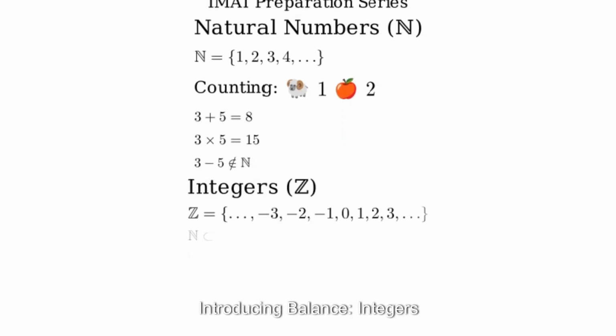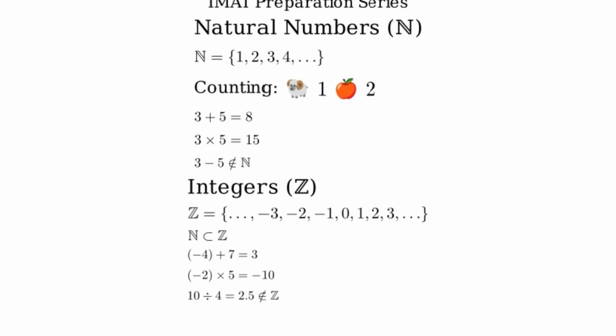Part 2. Introducing balance: integers. To solve the problem of subtraction, we need to introduce 0 and negative numbers. This expanded set is called the integers. Definition: integers include all natural numbers, their negative counterparts, and 0. Z equals ..., minus 3, minus 2, minus 1, 0, 1, 2, 3, and so on. The symbol is script Z, from the German word Zahlen, which means numbers.